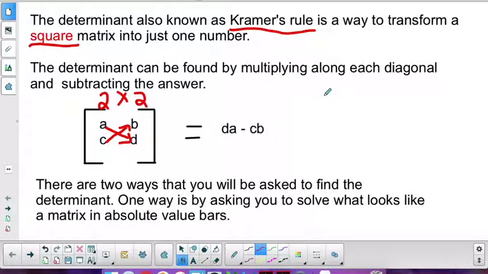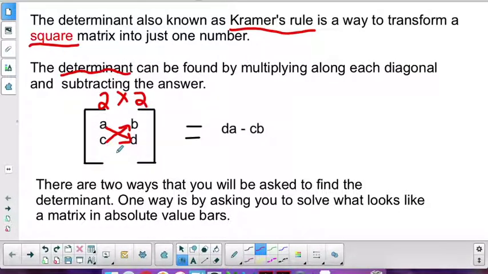Okay. Now there's 2 different ways that you're going to be asked to find a determinant. Sometimes they're just going to say, what is the determinant of this matrix? Right? And you just look for that word, and that's what you'll do, you'll subtract the diagonals.